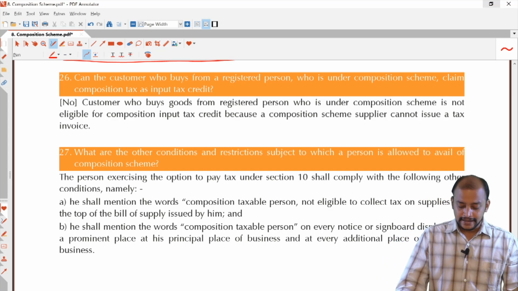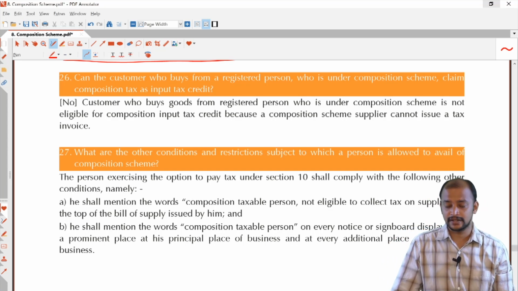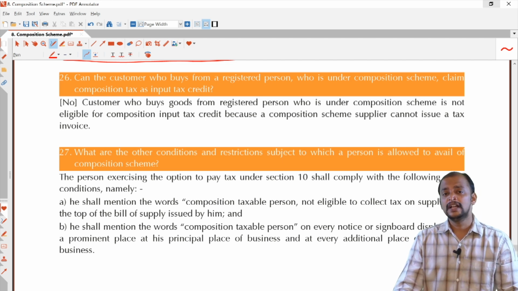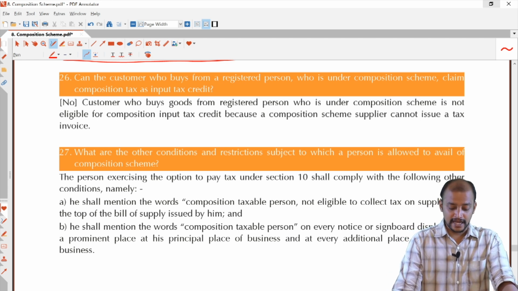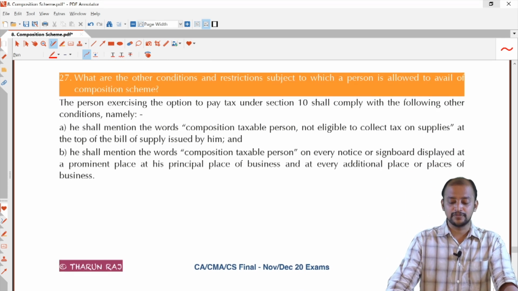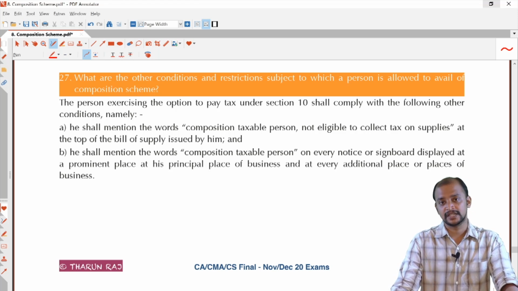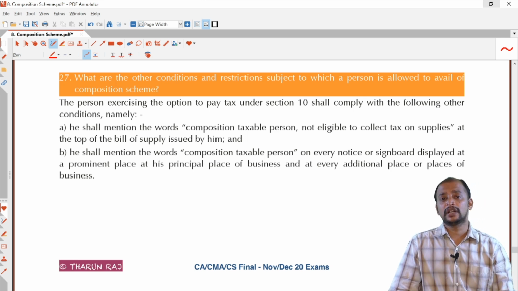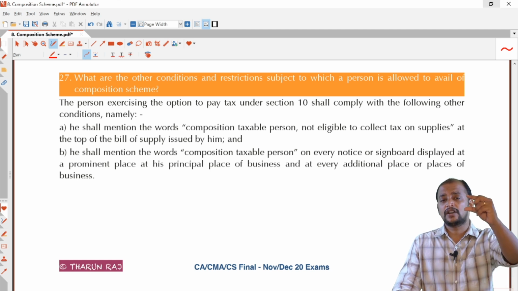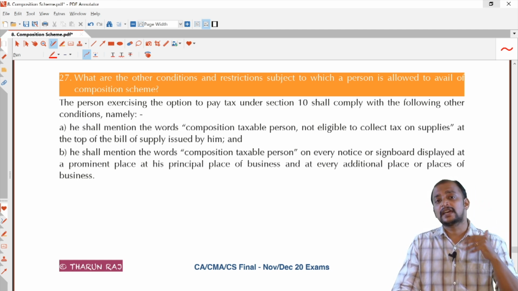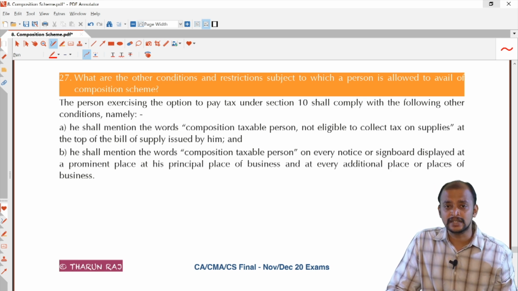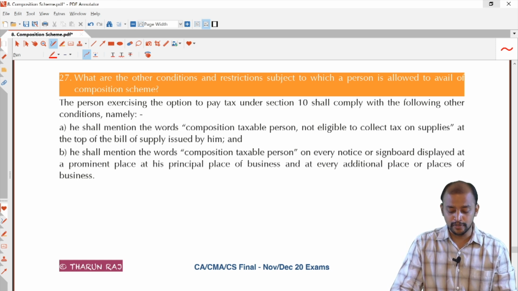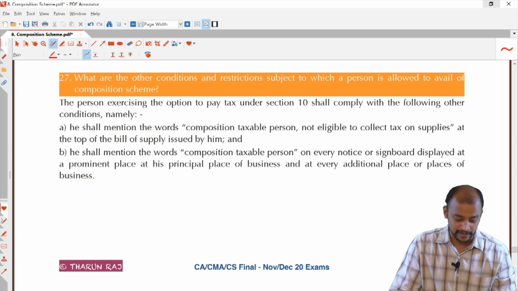FAQ 26. Can a customer who buys from a registered person who is under composition scheme claim composite tax as input tax credit? Already we discussed, no, because it is a blocked credit. Then what are the other conditions and restrictions subject to which a person is allowed to avail composition scheme? Other conditions are that they should mention in every document or notice that they are a composite tax person. Even in the signboard or display board, wherever it is, they need to clearly mention that they are opting for composition scheme. So they need to mention the words composite taxable person or composition taxable person.